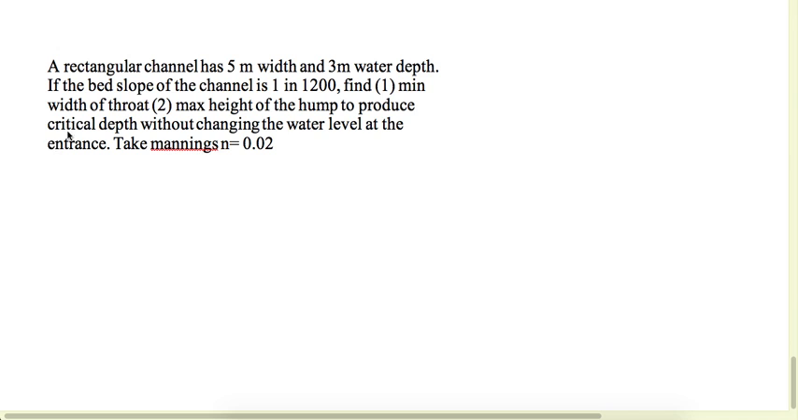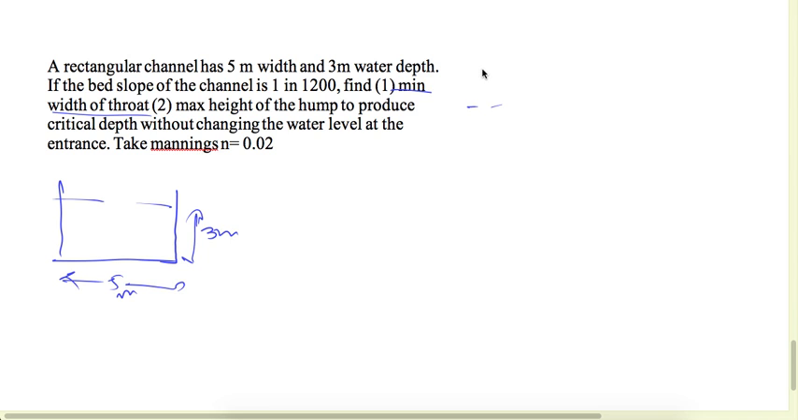Now similarly, the next question is a rectangular channel 5 meter wide and depth of flow is 3 meter. Bed slope is given. We have to find out the minimum width of throat and maximum height of hump to produce critical depth without changing the water level. So there are two cases. First we have to find out the minimum width, and second is the maximum height of hump. So let's do it one by one.